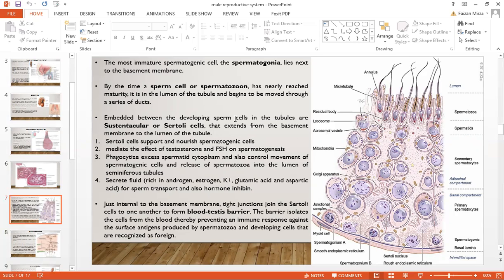Between the developing sperm in the tubules are cells called sustentacular cells. They are embedded in between the developing sperm. These sustentacular cells nourish the sperm.